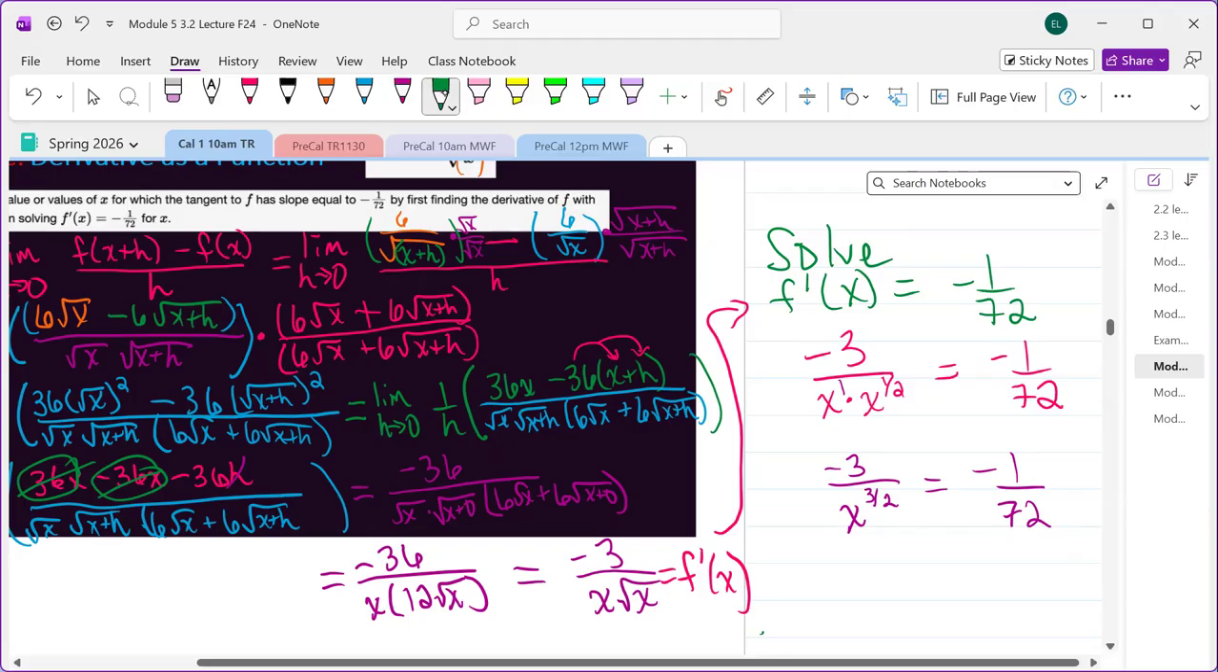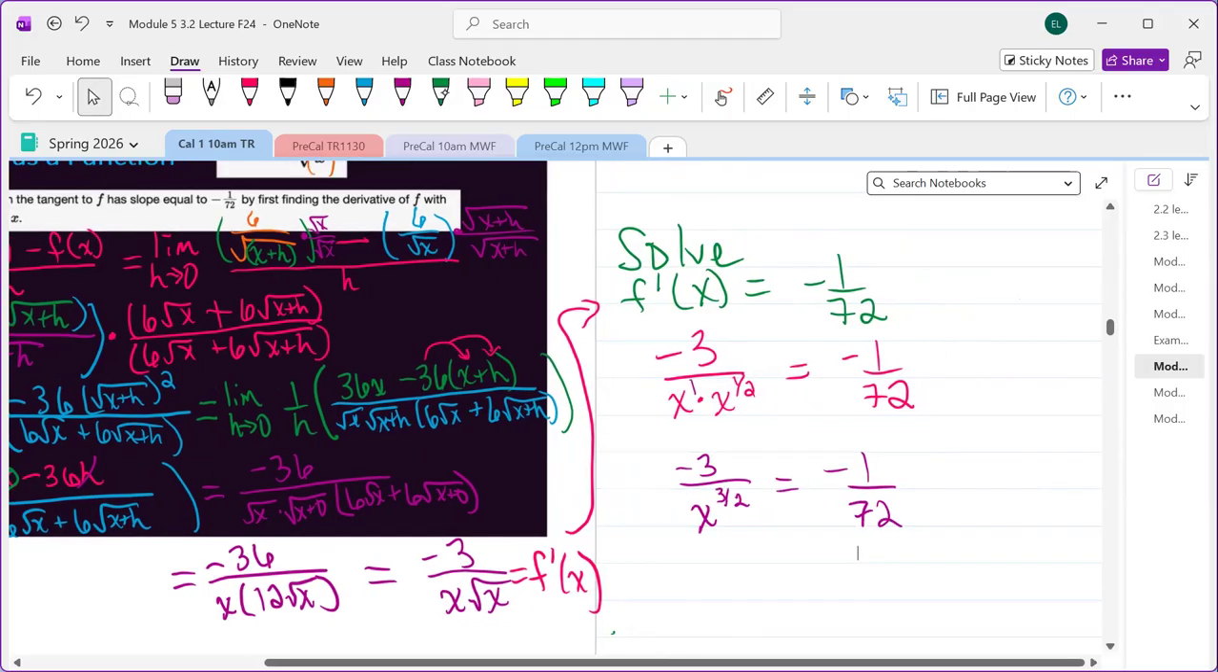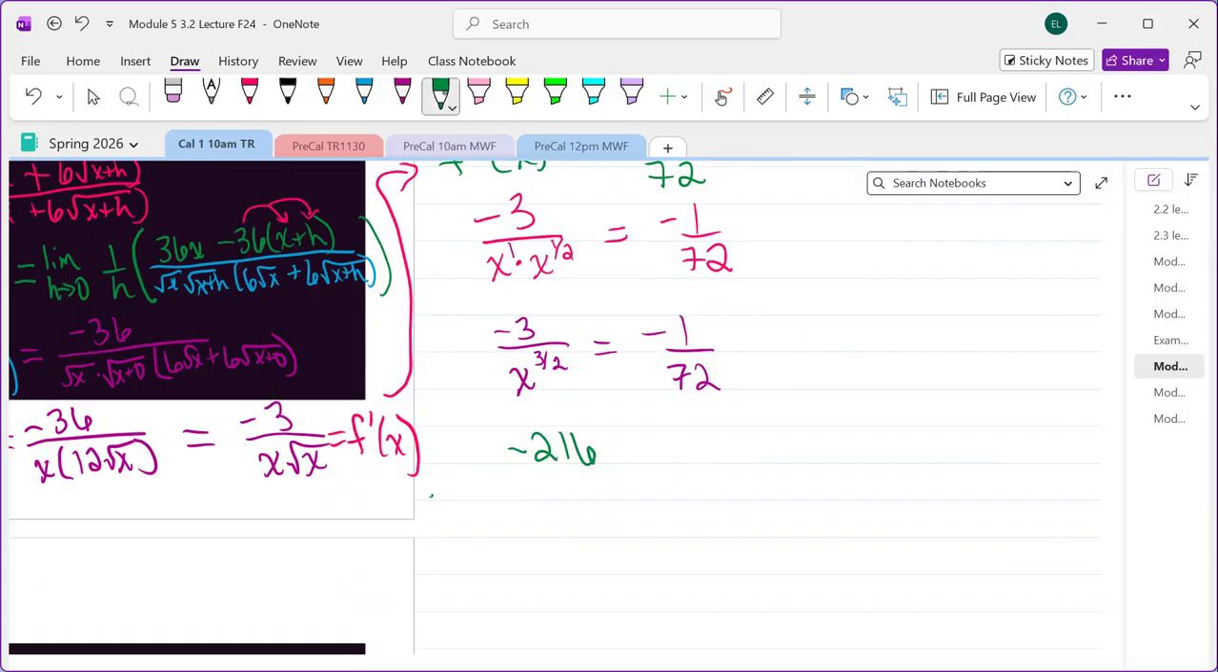All right, now I'm going to cross multiply. Ugh. What is 3 times 72? 216, yeah. So I have negative 216 equals negative 1 times x to the 3 halves. Divide by the negative 1. So now I have positive 216 equals x to the 3 halves. So how do I get rid of the 3 halves power?